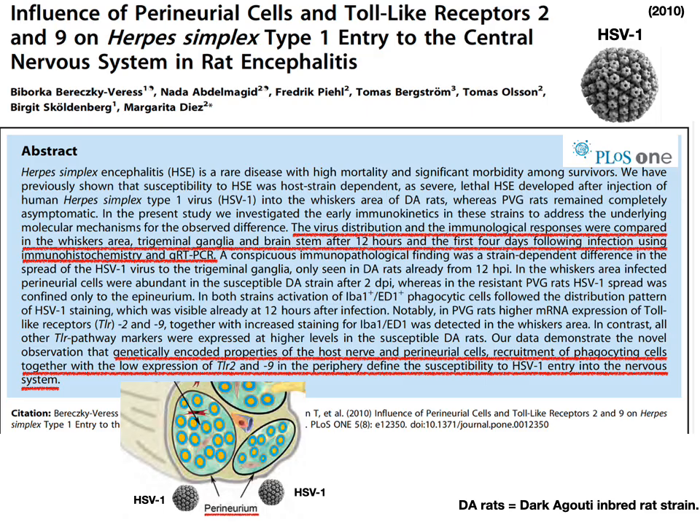Our data demonstrate the novel observation that genetically encoded properties of the host nerve, i.e. the trigeminal nerve, and its perineurial cells, recruitment of phagocyting cells, macrophages, together with the low expression of toll-like receptor 2 and toll-like receptor 9 in the periphery, define the susceptibility to HSV1 entry into the nervous system.